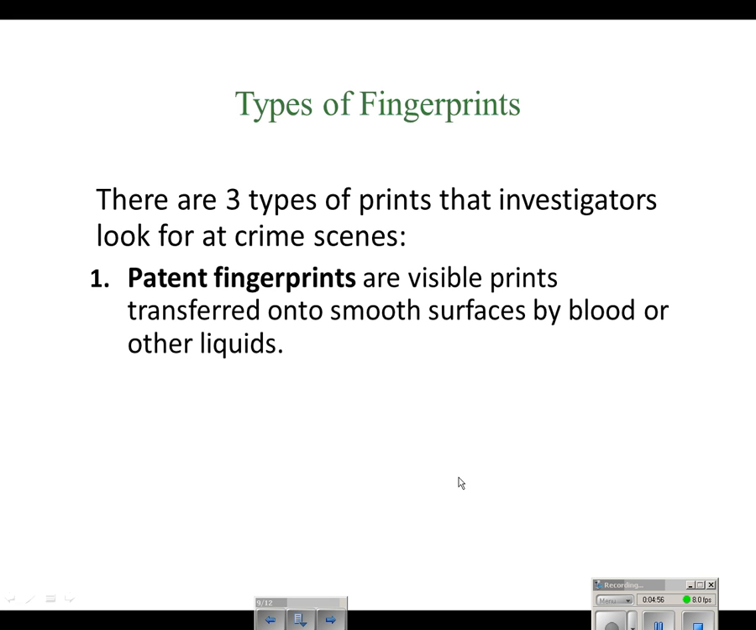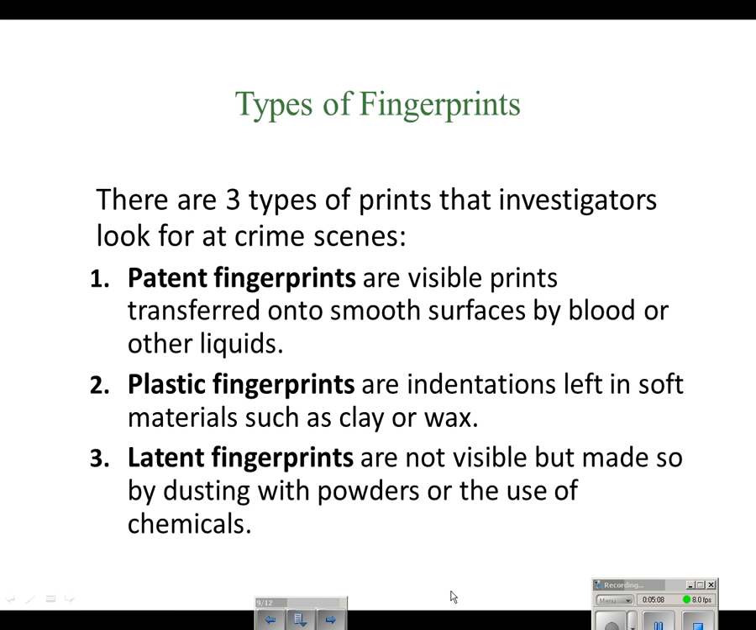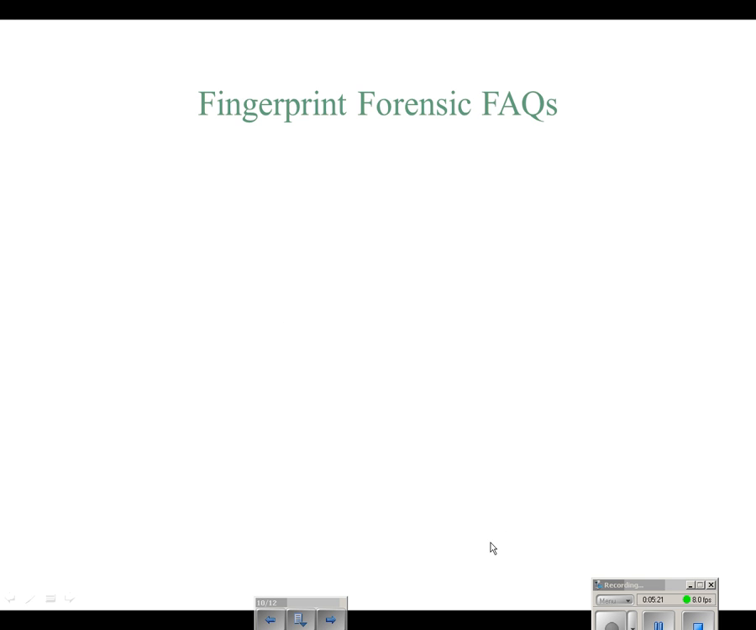So if somebody had put a bloody fingerprint on a chair or a table, that would be a patent print. A plastic fingerprint is an indentation left in something that's soft, like a clay, a wax, even a bar of soap. And then latent fingerprints are the ones that are a little bit more fun to find because they're not visible, but they're made so by dusting. So in the crime shows, when you see them dusting with all the powders, they're looking for latent or hidden fingerprints.